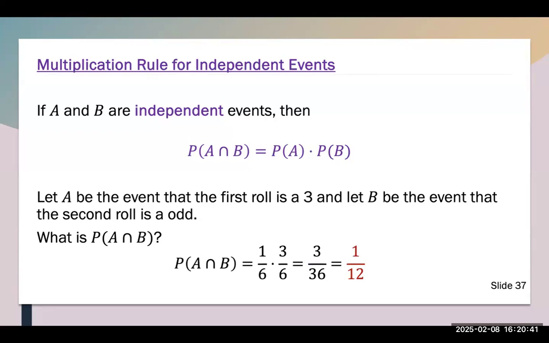The second roll, the first roll has already happened, so I don't think about it anymore, I'm just thinking about the second roll. And there's 3 out of 6 ways to get an odd number. So now we multiply those two together to get 3 out of 36, which is 1 out of 12. So 1 divided by 12 is the probability, and it's exactly the same thing we found before.